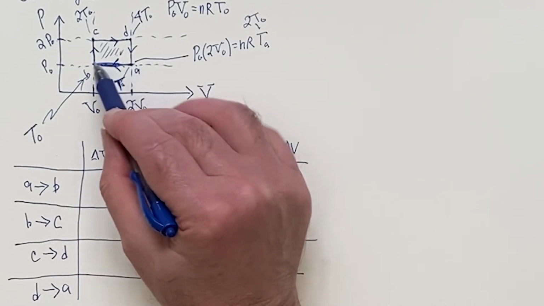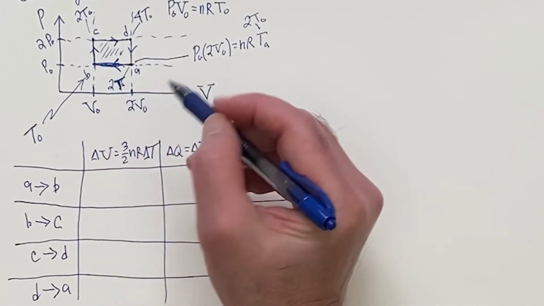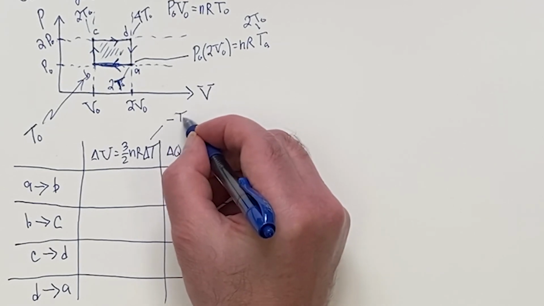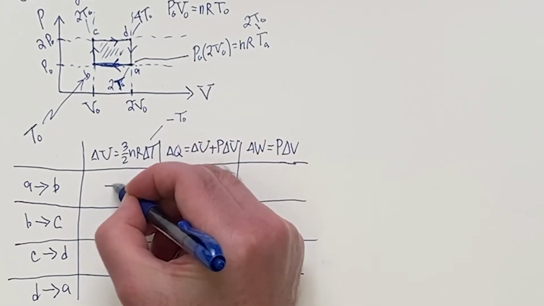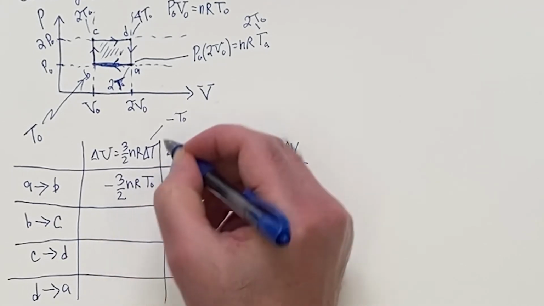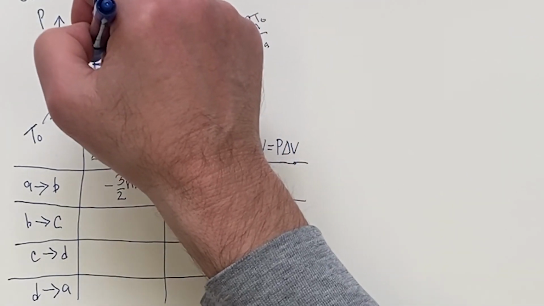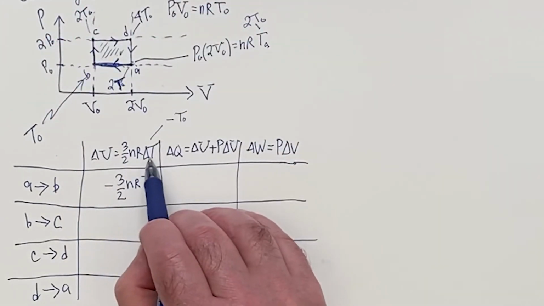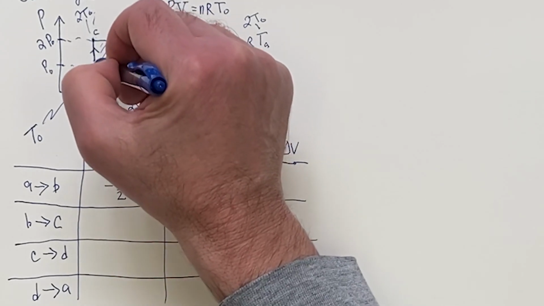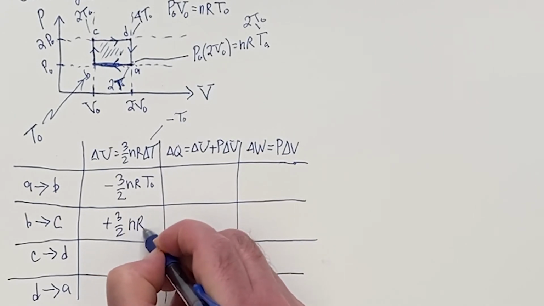So if you go from A to B, your temperature went from 2 T naught to 1 T naught. So that means your delta T here is a negative T naught. So this is negative 3/2 nR T naught. So just think T naught times 2, and then we go down to T naught. So the delta T is a negative T naught. Here you do the flip. You're going from T naught to 2 T naught. So this is going to be plus in the energy.